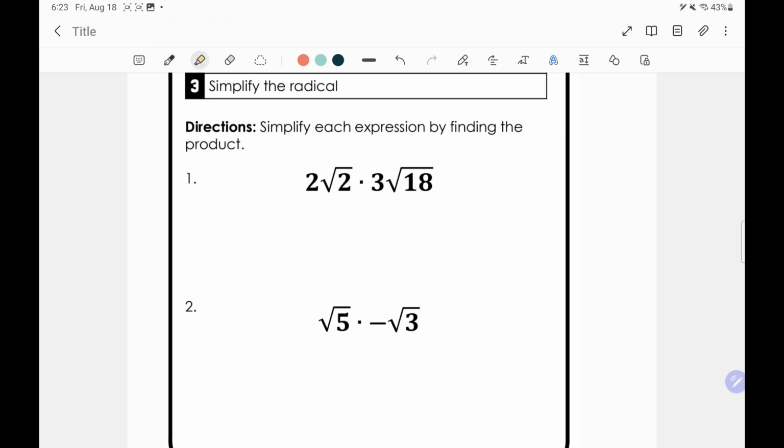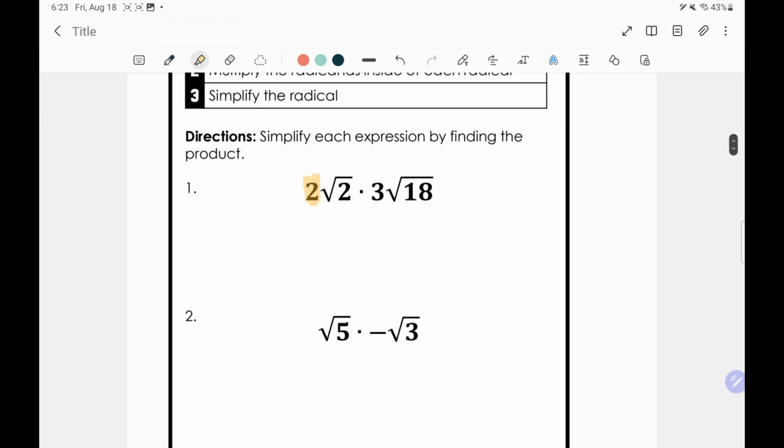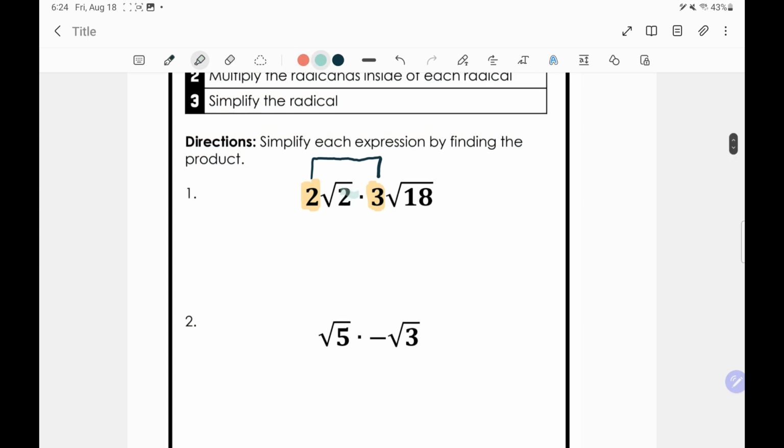So I'm going to be highlighting my coefficients first. There we go. Those are my coefficients, the numbers in front of my radical, and I want you guys to do this. I'm going to put a little line going from one to the other. That means I'm going to be multiplying those two. Now, I'm going to do the same thing for the other one. I'm going to color coordinate it differently so you guys know exactly what I'm doing.